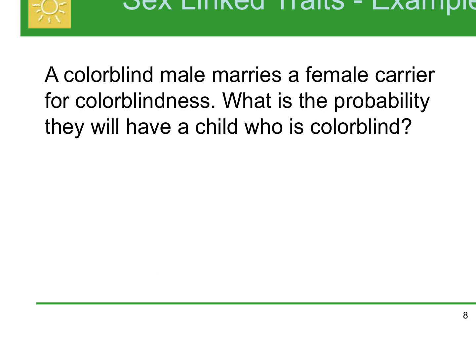All right, so now let's do a practice problem looking at color blindness. A colorblind male marries a female carrier for color blindness. What is the probability they will have a child who is colorblind? So we always want to start with just identifying our alleles. I'm going to say capital B is normal, lowercase b is colorblind.